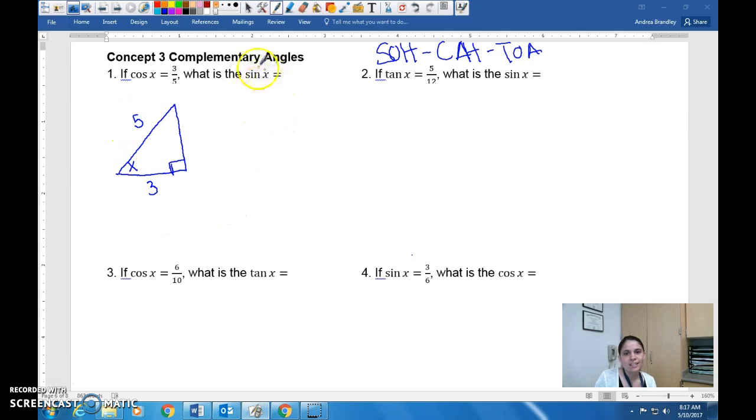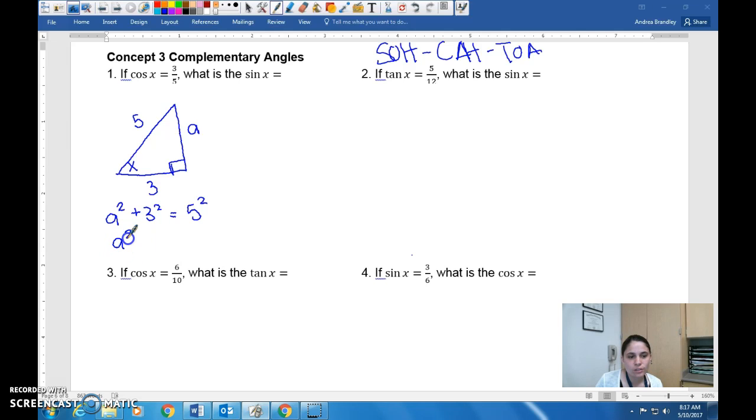So in order to find the sine of x, I need the opposite and hypotenuse. So I have the hypotenuse, but I do not have the opposite. So I need to find this side length. I can do that using the Pythagorean theorem, which says that this side squared plus this side squared equals the hypotenuse squared. So we'll just call this a for convenience sake, and we'll say a squared plus 3 squared equals 5 squared.